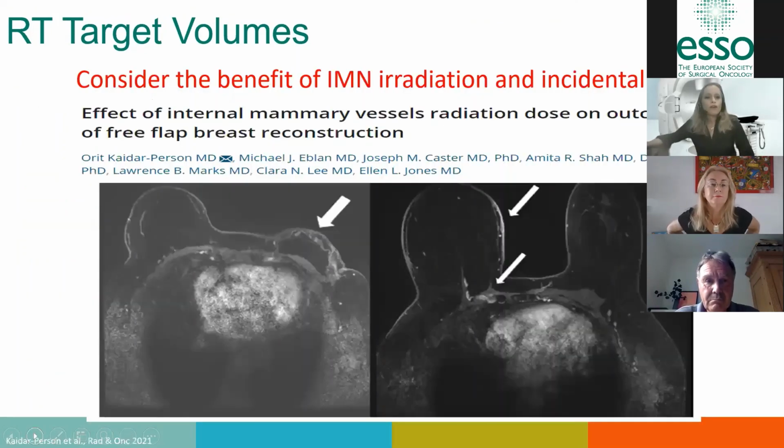And as part of considering the target volume, you need to consider the benefit of internal mammary radiation. We had a few trials showing that there is a benefit in patients with advanced locoregional disease, but also the internal mammary vessels are the area where the microanastomosis is done, usually at the area of intercostal space 3. And this is usually the area where we target the radiation, and it was found to be associated with more fat necrosis in case of an autologous flap.